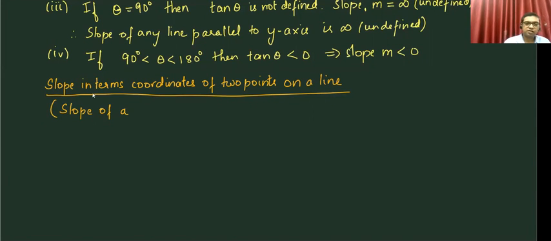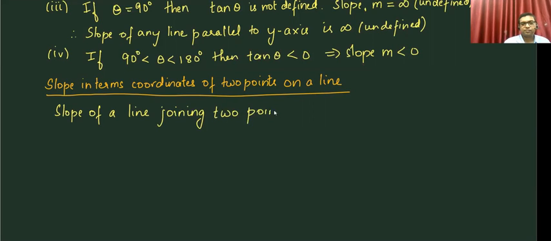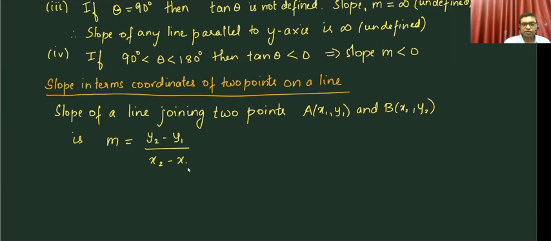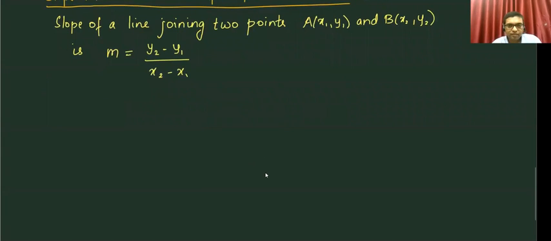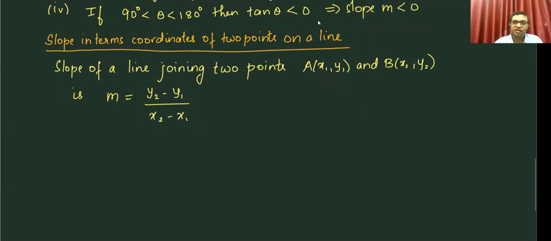I'll write this like this. Slope of a line joining 2 points A (x1, y1) and B (x2, y2) is m equals (y2 minus y1) by (x2 minus x1). How do you get this? Very simple, based on our basic definition.